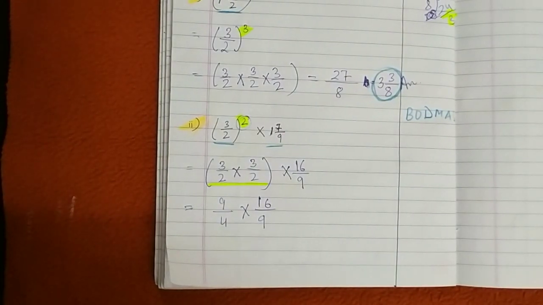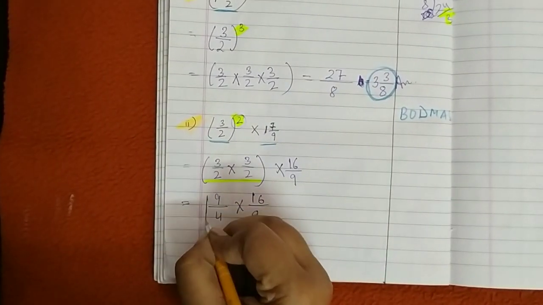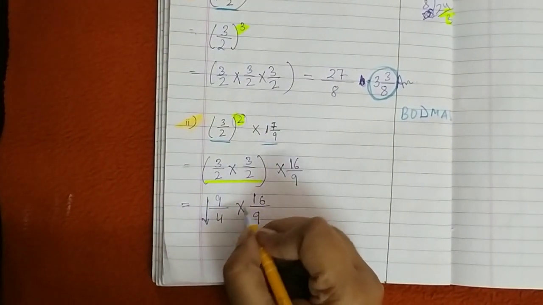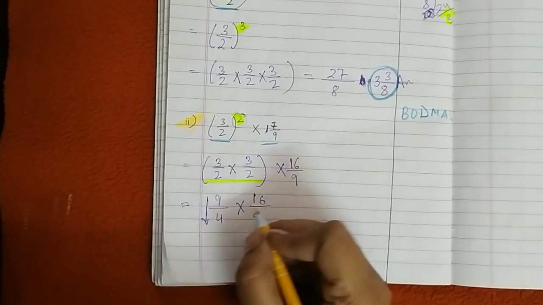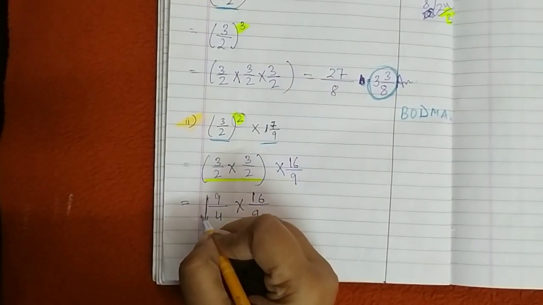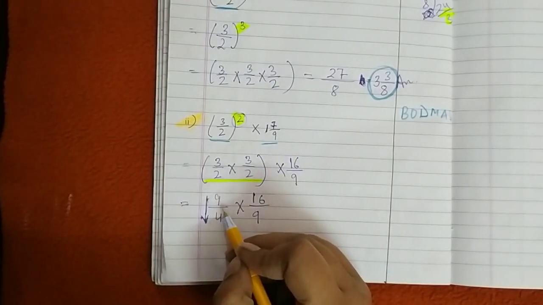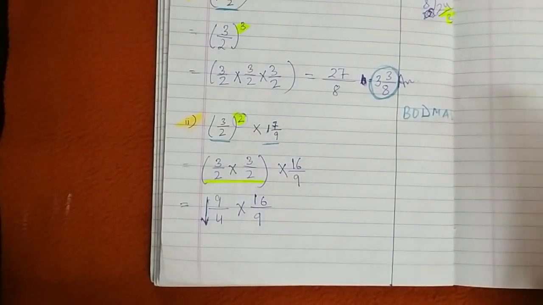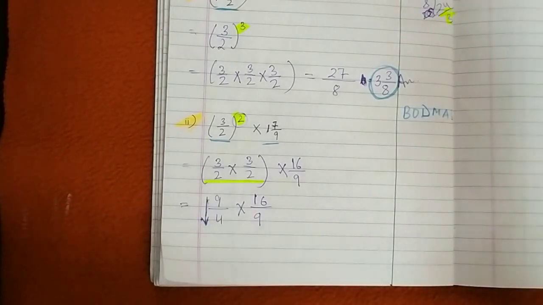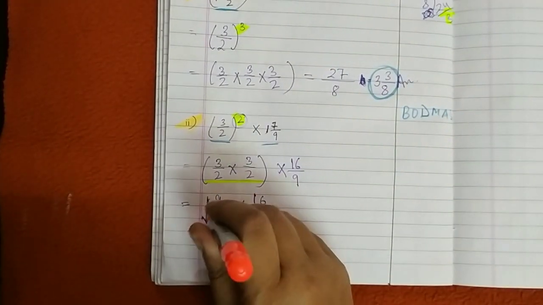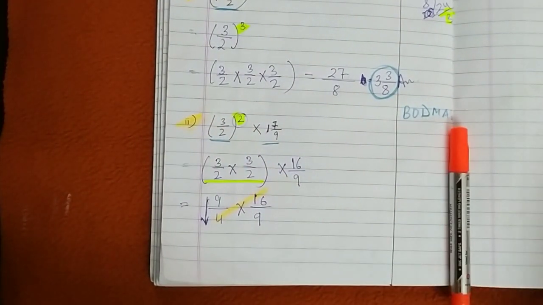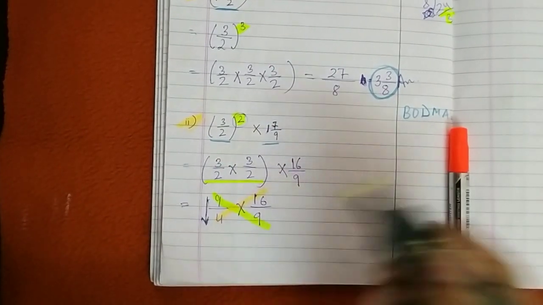Now you have to see whether you can simplify these fractions more or not. Either we simplify vertically or diagonally. Vertically here we cannot simplify. It is already in its simplest form. But diagonally we can do. You can see here, children, 4 and 16 we can do, and 9 and 9 we can do.